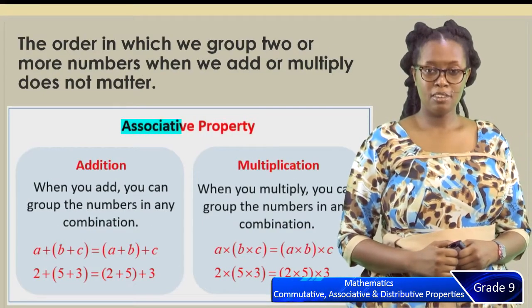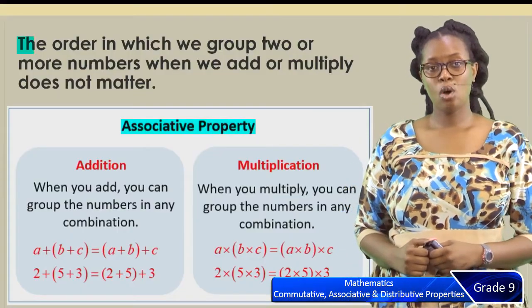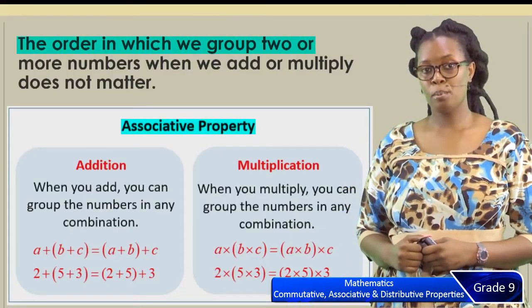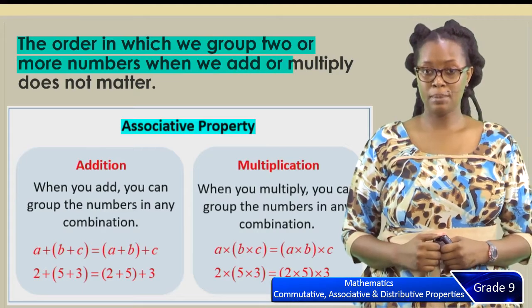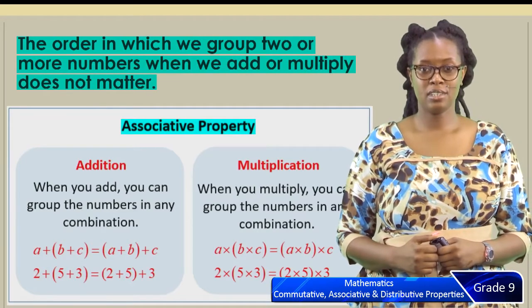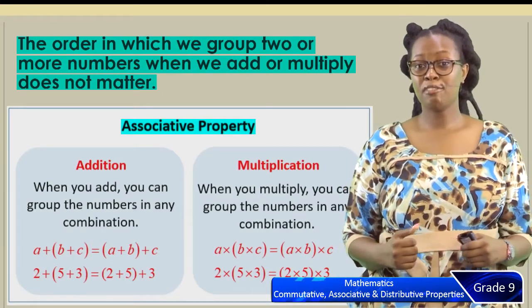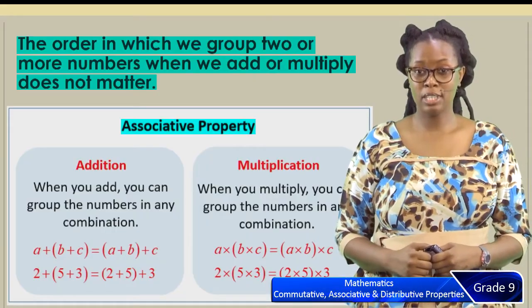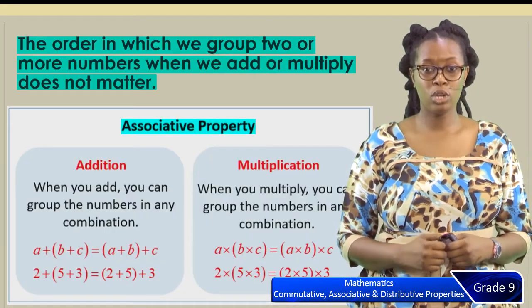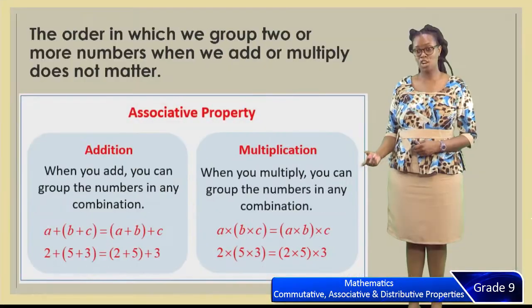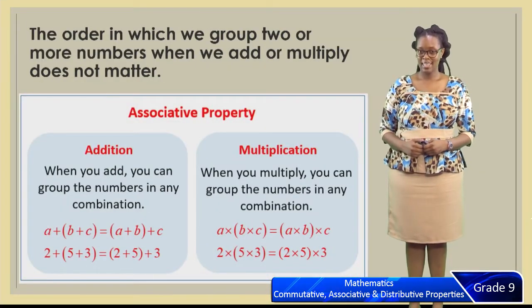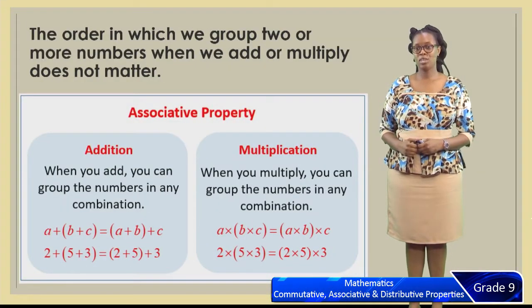So the associative property states that the order in which we group two or more numbers when we add or multiply does not matter. So we could have 150 different numbers to add or multiply. It doesn't matter which one comes first. As long as we're adding or multiplying, then the answer would always remain the same.